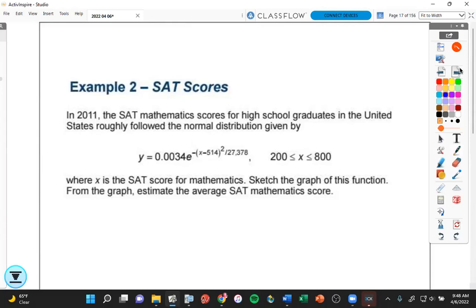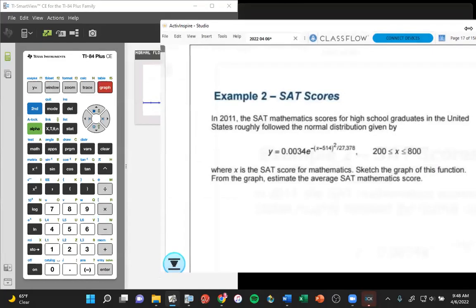Sketch the graph of this function. From the function, estimate the average SAT score. Where does the average happen? In the middle, okay? So I'm going to pull this over here.